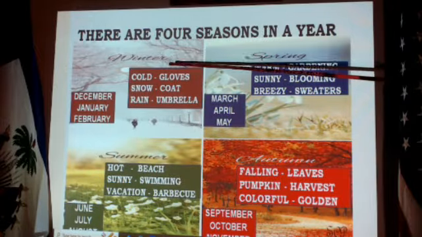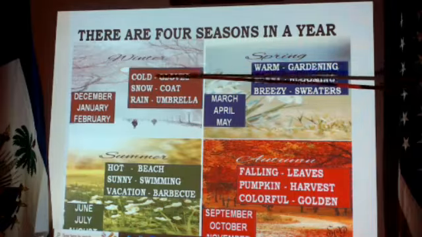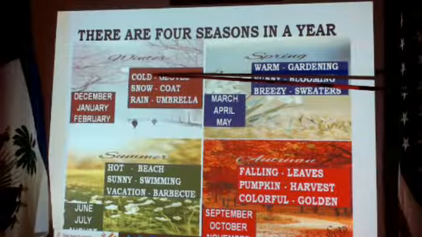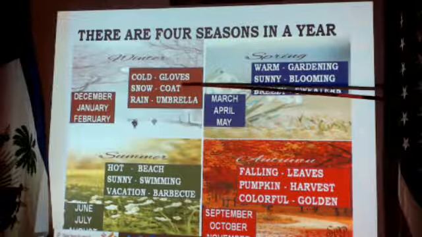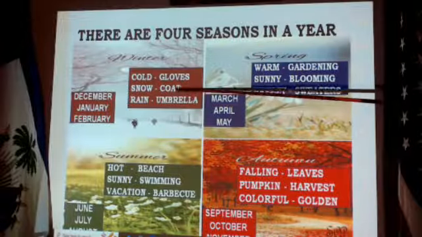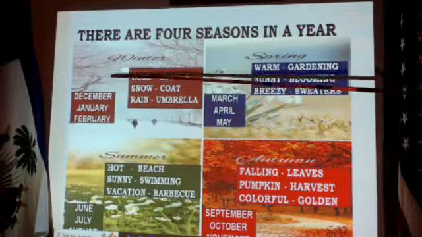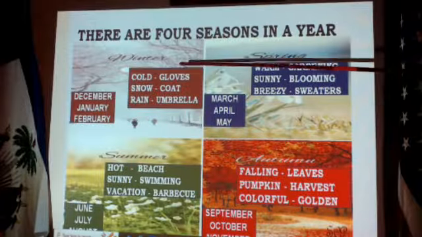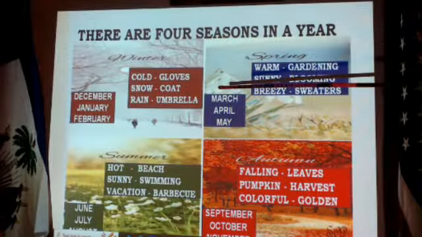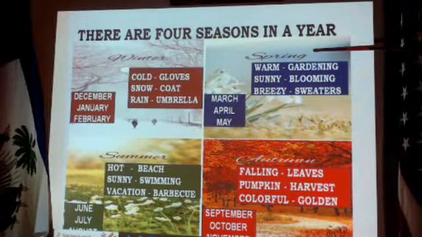What we see in those months is this vocabulary. Cold, we wear gloves. Snow, we have to wear a coat. Rain, we need an umbrella. All those months, it's raining, it's snowing. We need to prepare for that. After January comes spring.